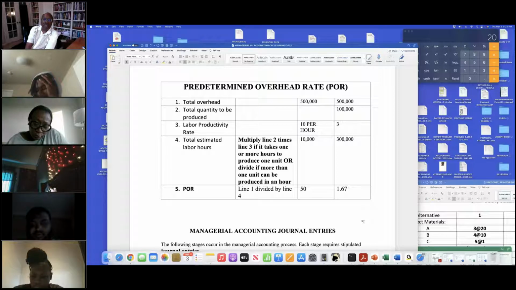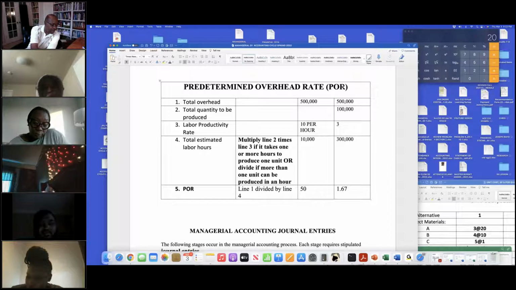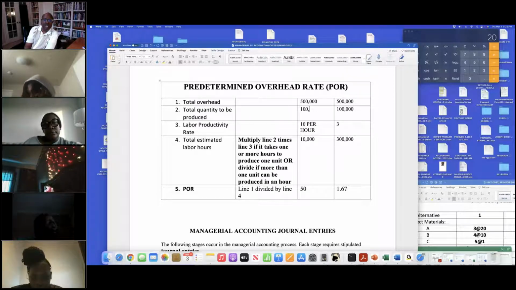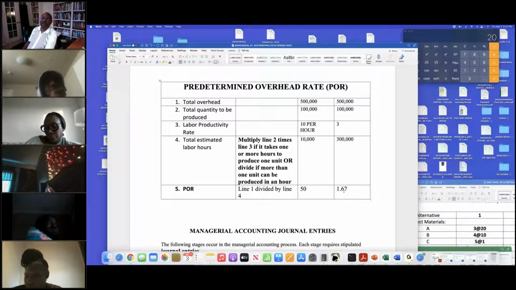In one case, you multiply because it took more than 1 hour to make it. In the other case, you divided the 100,000 by the 10 because you can make 10 in an hour and the total hours is 10,000. Whatever you get on line 4, you divide that into line 1. Line 1 divided by line 4. Are we clear on the POR chart now?